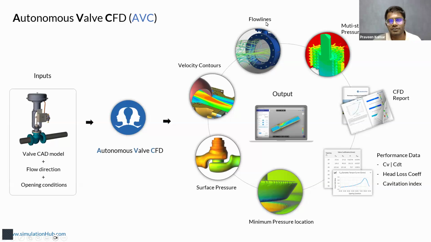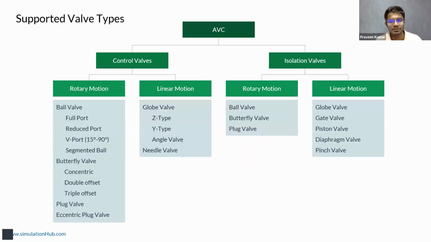So velocity flow lines, pressure drop contours, and then the quantitative results, which are very critical. So Cv data, Cv curve, Cd curve, head loss coefficient, cavitation index, all those tables and graphs are provided, and everything is compiled in a nice report, which you can hand over to the end client or use for the analysis. So it's that simple. Okay.